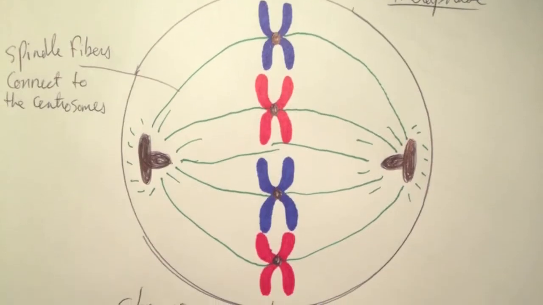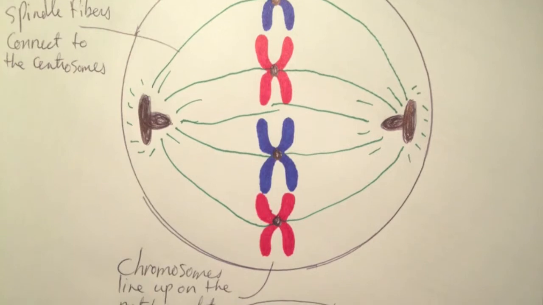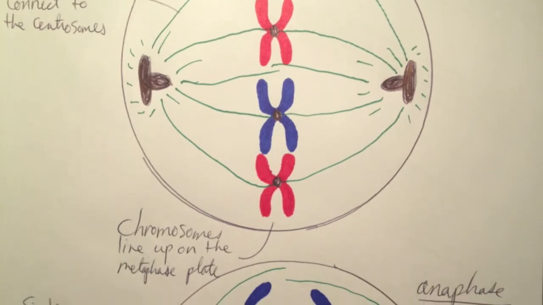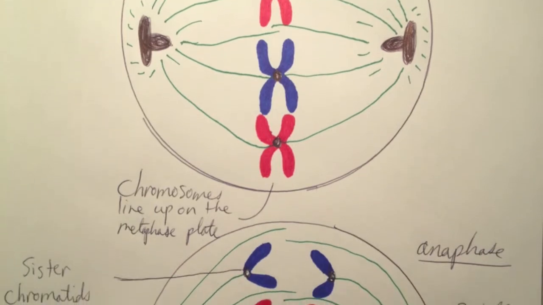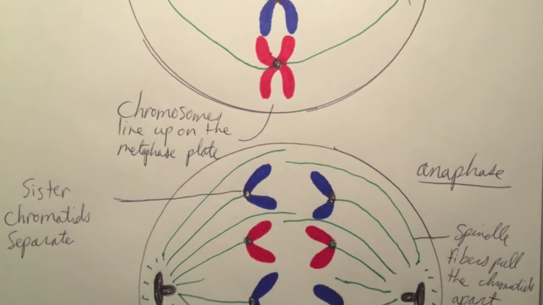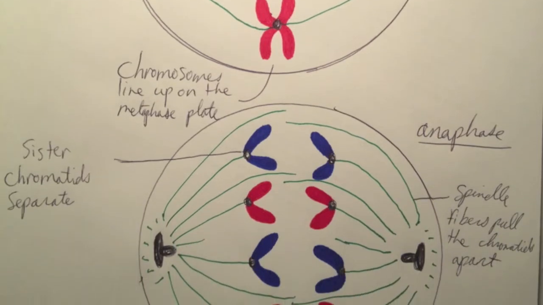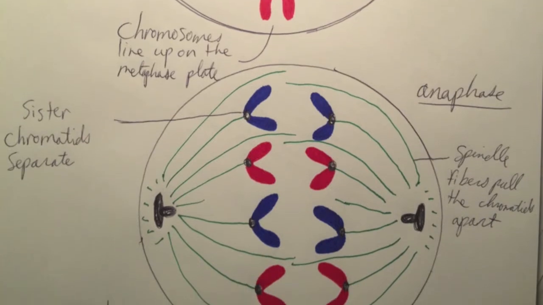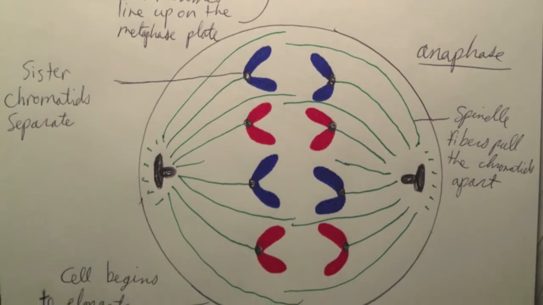The next two steps are metaphase and anaphase. In metaphase, the spindle fibers have attached themselves to the centromeres of the sister chromosomes, and the chromosomes align at the equatorial plate. In anaphase, the spindle fibers shorten, and the centromere splits. The sister chromatids are then pulled towards their respective poles.